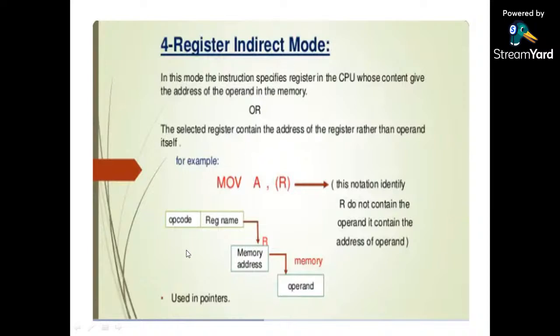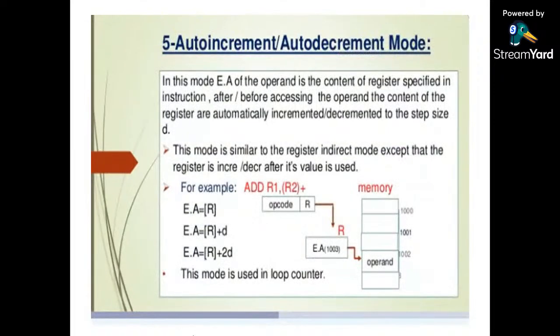It is a very important addressing mode because it is used in pointers. Since you have already studied C and so many programming languages, you know pointers are a very important concept. Pointers are used very heavily in almost all programming languages. So to implement pointers, we must understand the concept of indirect addressing mode. Clear? Okay, we'll move forward.